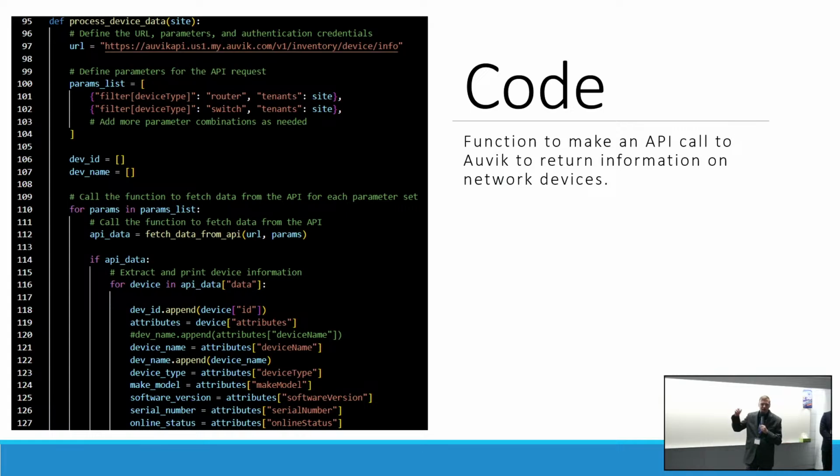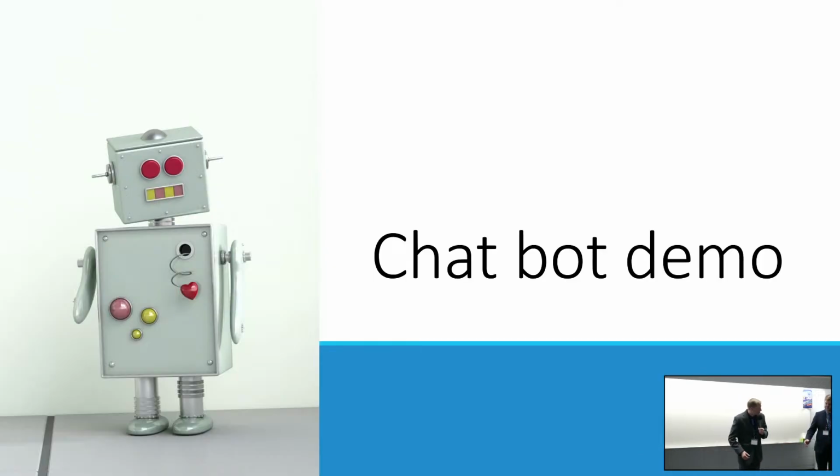All right, and this is an example of one of our functions to make that API call to Auvik. So this makes the API call, gets back the JSON information, and then parses it and sends it to the Webex user. Now we'll be doing a live demonstration of our bot in its final form.